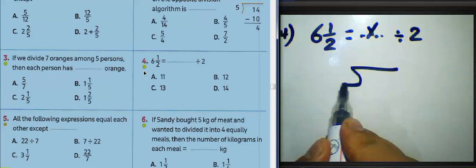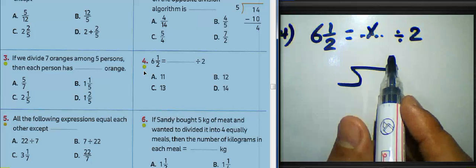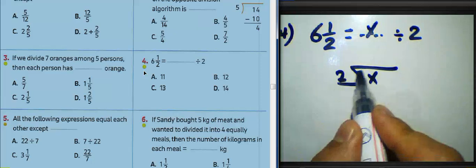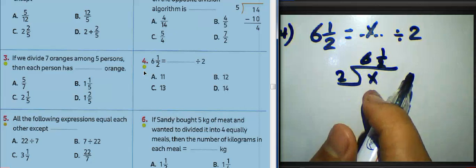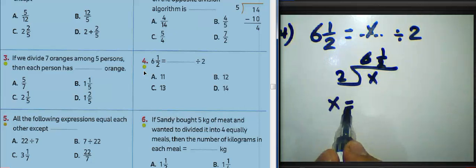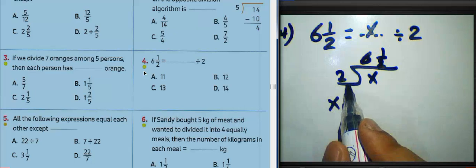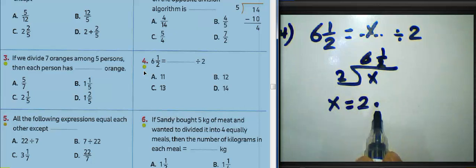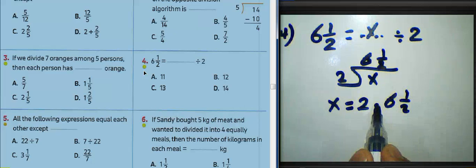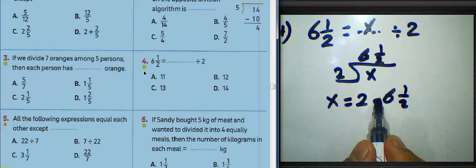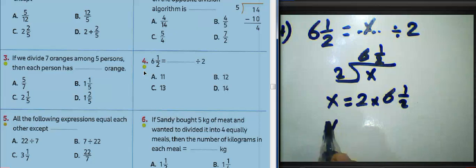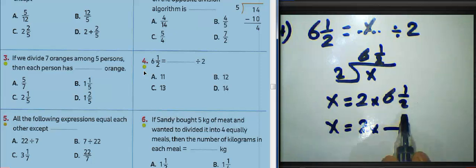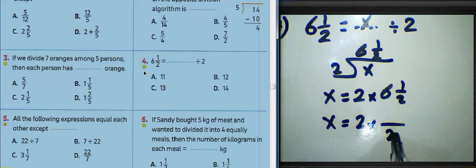We can draw here to understand this operation. X divided by 2 equals 6 and a half. So to find the value of x, we must find the multiplication of the divisor and the quotient. 2 multiplied by 6 and a half. This dot refers to multiplication, okay? Multiplication of 2 and 6 and a half. X equals 2 multiplied by what? We can write 2 in the numerator. 2 times 6 equals 12. 12 plus 1 equals 13.